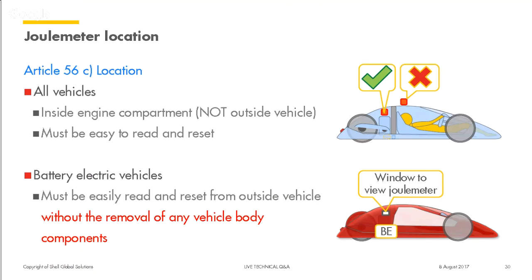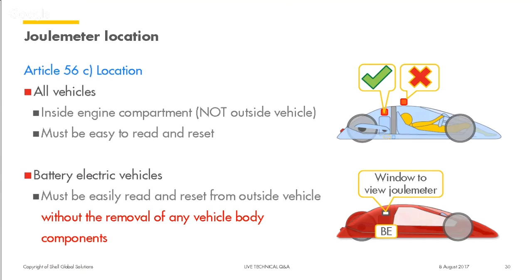For battery electric vehicles, there's a slightly different requirement in that the Geometer must be easy to read and reset from outside the vehicle. So typically this is done by having a small window cut into the vehicle body so that the inspector can see it straight away and can also insert a finger in to reset the Geometer. So that is specifically for battery electrics.